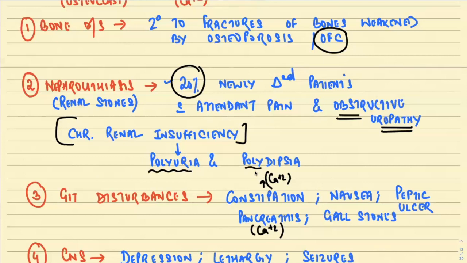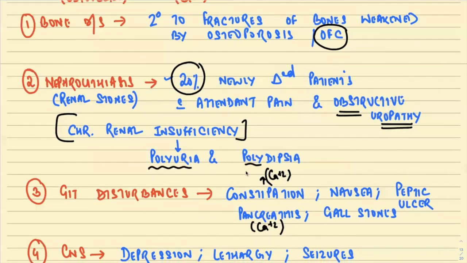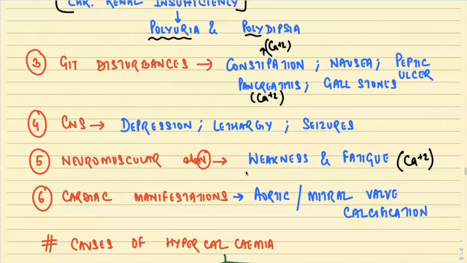Now, very importantly, the patient will have GIT disturbances like constipation, nausea, peptic ulcer, and gallstones. Especially constipation and pancreatitis are two disorders which are very commonly associated with hypercalcemia, because of increased calcium levels.